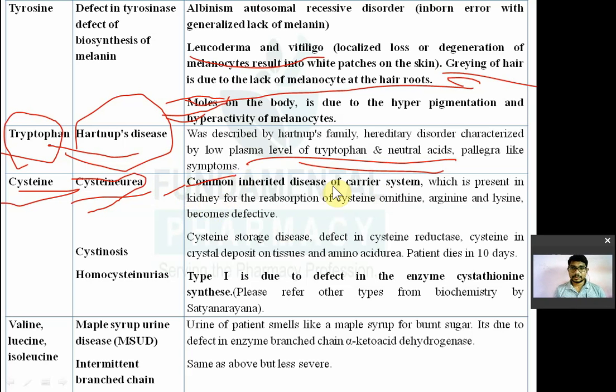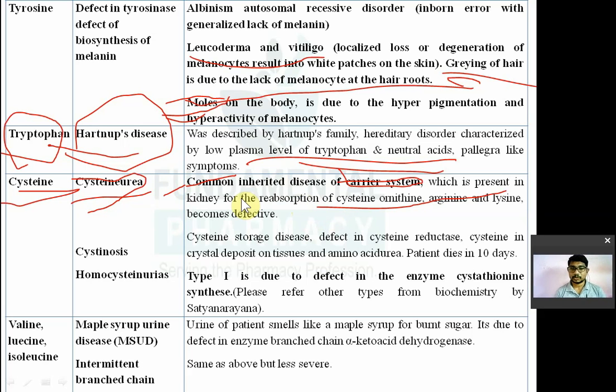So carrier लगता है, वो carrier कौन होता है? प्रोटीन होता है. That carrier protein is defective. That carrier protein is not there. So by genetic defect, you will not be able to synthesize that carrier protein, which is responsible for the reabsorption of cystine, ornithine, arginine, and lysine amino acids. Or if it is there, it becomes defective. Or if it is defective or absent, you will get cystinuria. Cystinuria मतलब presence of cystine in the urine.